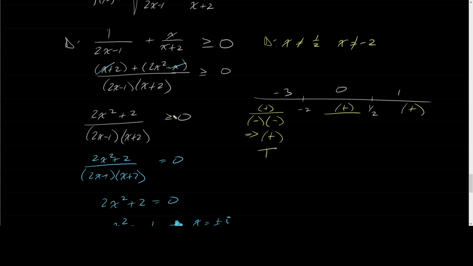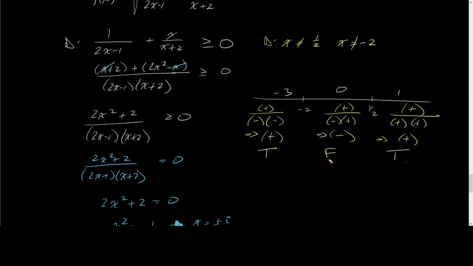Plug in 0. Well, on the top, again, it's positive. We already knew that. On the bottom, we have, well, -1 and then 2. So that's negative times a positive. Overall, this is negative, which would make it false. And lastly, over here, from 1/2 to the end, well, we're plugging in 1. Again, we already know the top is positive, but 2 times 1 is 2 minus 1 is positive. 1 plus 2 is positive. Overall, it is positive. So, is a positive greater than or equal to 0?